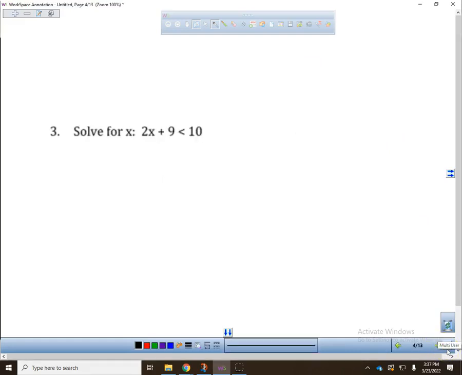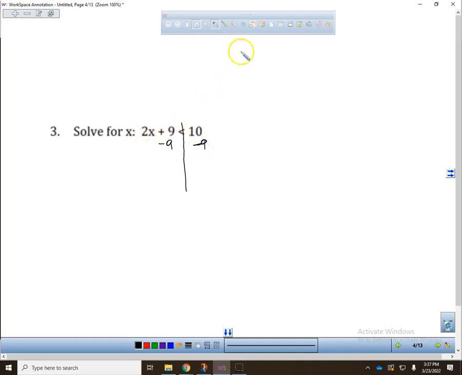Sorry about that. Now I'm needing to solve this inequality. So remember, when we're solving inequalities, we're still following the same steps as we do with equations. The only addition is if we multiply or divide by a negative number, we have to flip that sign over. So again, just like with equations, I do the opposite of the order of operations. So I always want to begin with addition or subtraction and then move on to the multiplication or division.